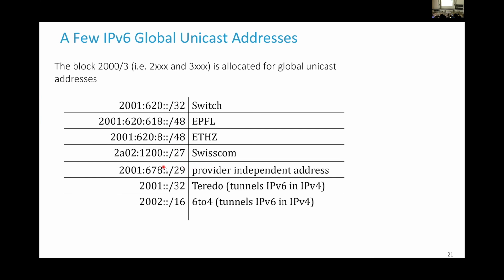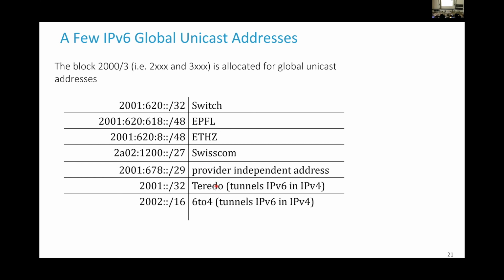Then there is a specific block which is called provider independent address. So EPFL, for example, receives its addresses from Switch. Now, some companies might not be happy with that. IBM, for example, might want to say, I want my own IP addresses, and whether I'm served by AT&T or Swisscom here or there, I don't want to depend on those. So you can obtain such addresses. They're called provider independent addresses.